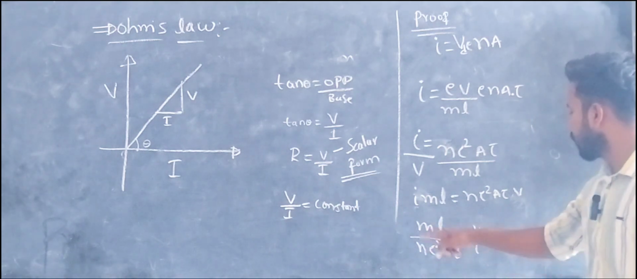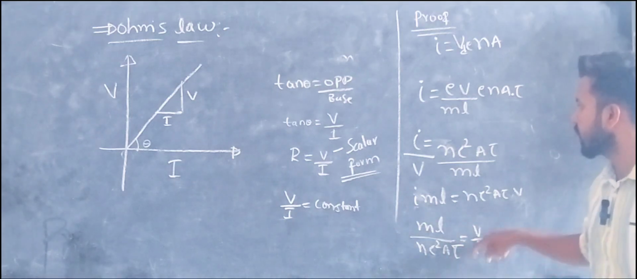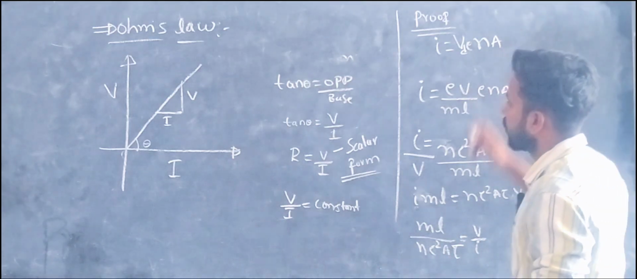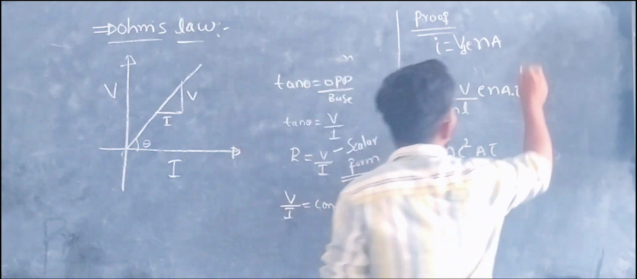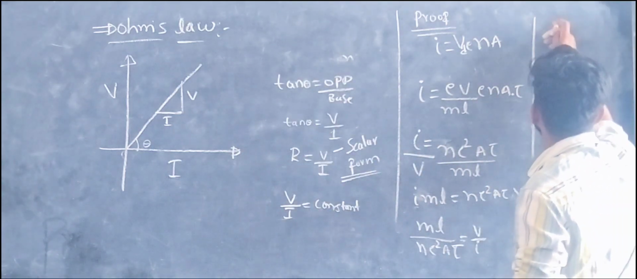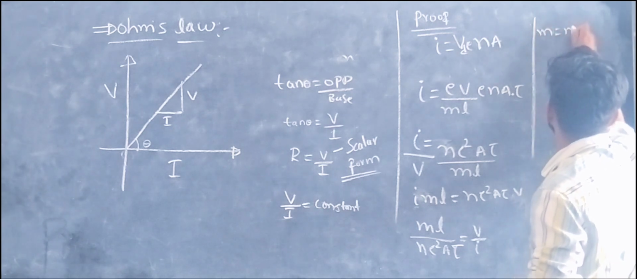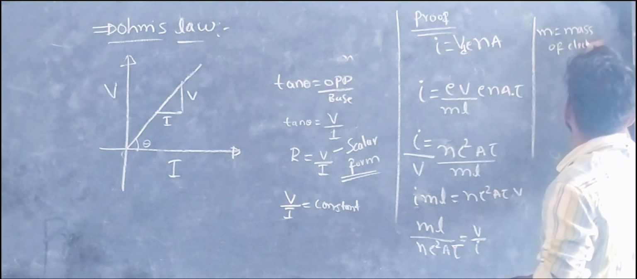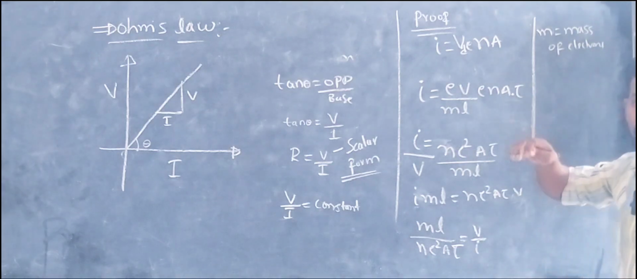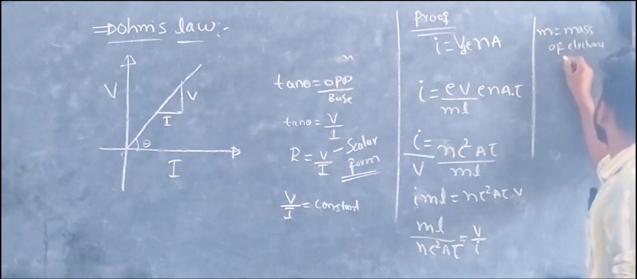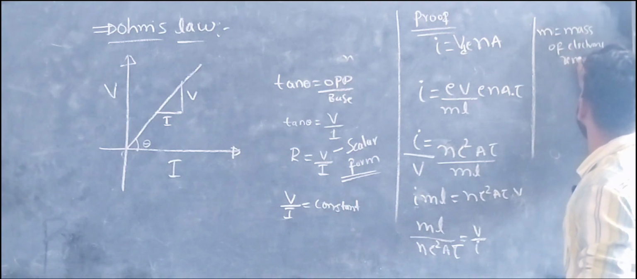Now this by this is equal to a constant. What is m here? m is the mass of the electron. If we increase the temperature, what remains constant? It remains constant if the temperature does not change.